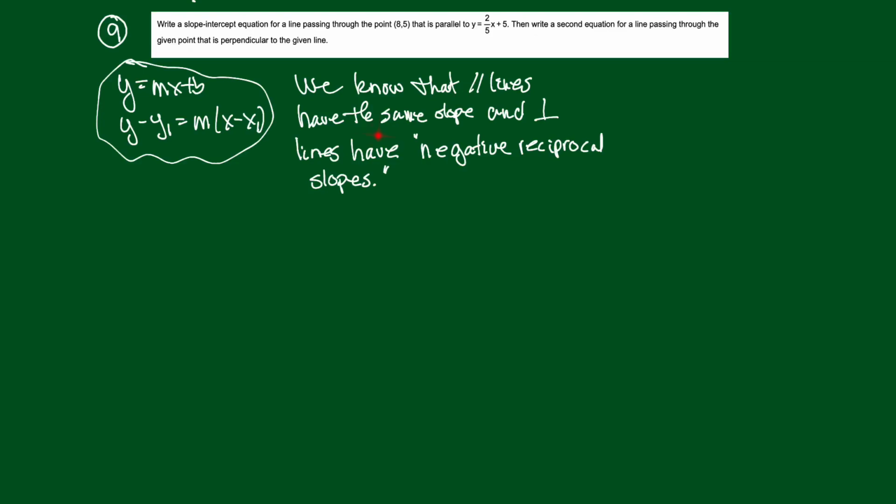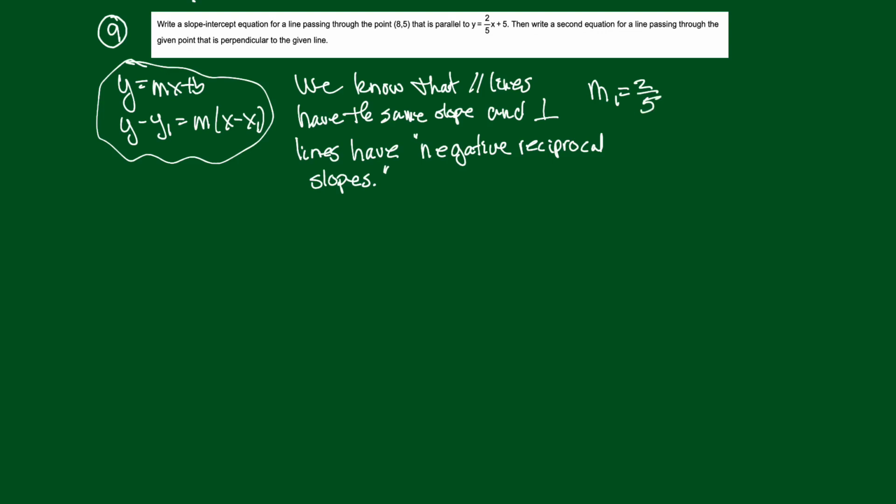Parallel lines have the same slope, and perpendicular lines, that's how I'll write perpendicular. Perpendicular lines have what we call negative reciprocal slopes. Now, don't worry about this. I'll show you what it means in just a sec. What do we have for the slope of this line right here? So the slope of this line, I'll call that M1. That's our first slope. So M1 is equal to 2/5.